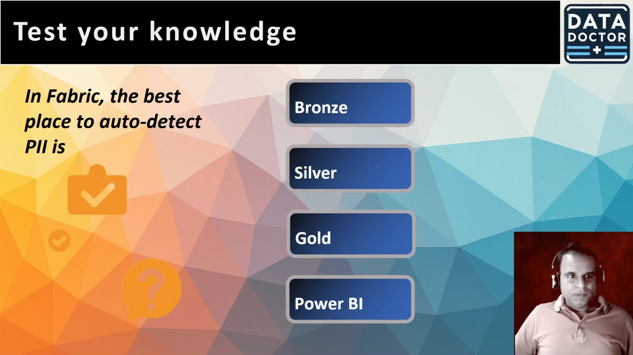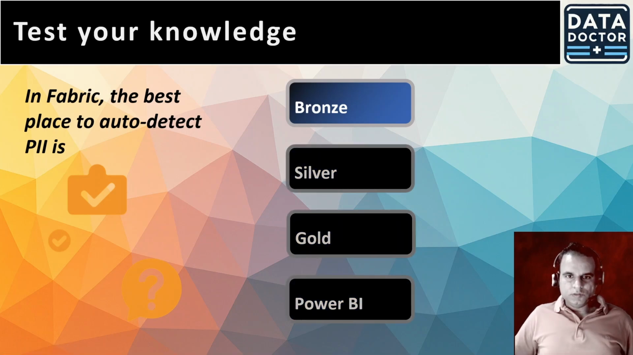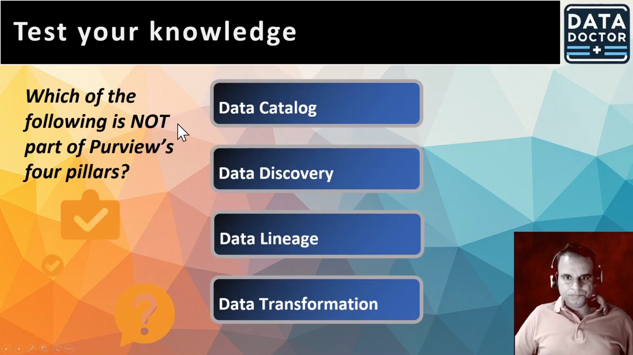The second question, in Fabric, the best place to auto detect PII is bronze, silver, gold, Power BI. And the correct answer is the bronze layer, because as soon as the raw data lands in the bronze layer, the scan automatically detects the sensitive information, for example, the IBAN or the email address, and this is labeled there.